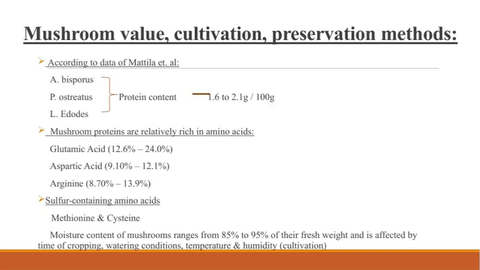Let's talk about the value of mushrooms, how they are cultivated, and the preservation methods involved. According to data from Mattila and colleagues, different mushroom varieties like Agaricus bisporus, Pleurotus ostreatus, and Lentinula edodes have notable protein contents, ranging from about 1.6 to 2.1 grams per 100 grams.